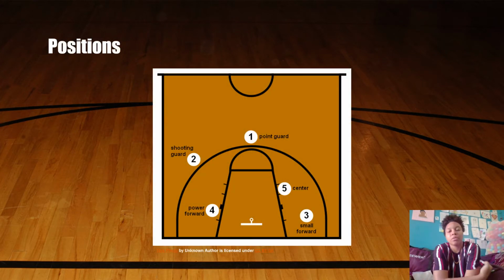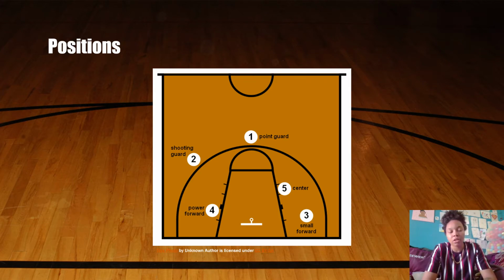We're going to be going over some of the positions. So there are 5 positions, one being the point guard, 2 the shooting guard, 3 small forward, 4 power forward, 5 the center. To start out with number 1, the point guard, this is somebody who has control of the entire floor. Usually the point guard runs the team. Everything runs through the point guard. So usually a point guard handles the ball majority of the time.